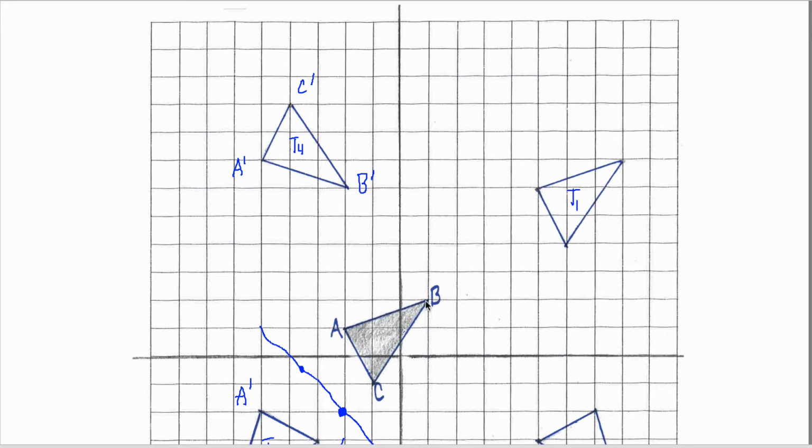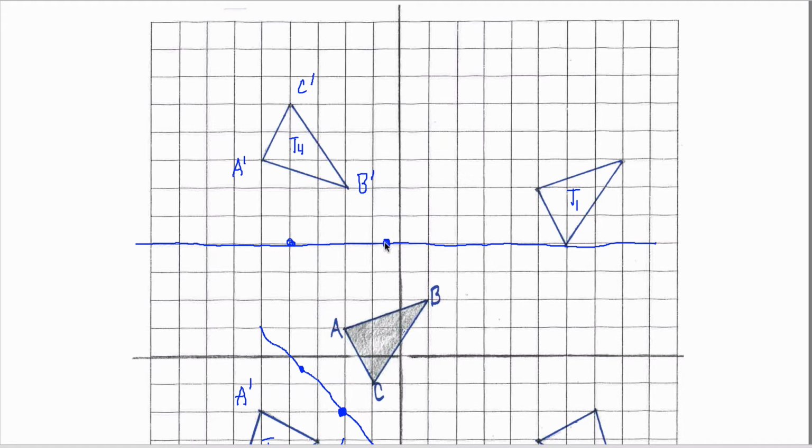Okay, so first find the axis of symmetry. So I need the midpoint between B and B prime. To get from B to B prime, I go up 1, 2, 3, 4, and over 1, 2, 3. So the midpoint would be up 2 and over 1.5. Here's the midpoint between B and B prime. From A to A prime, I go up 1, 2, 3, 4, 5, 6, and over 1, 2, 3, 4. So for the midpoint, I would go up 3 and over 2. And I get here. Turns out that my axis of reflection is just a horizontal line.